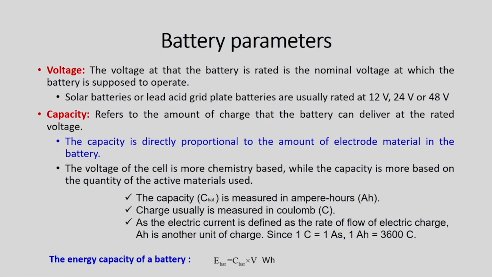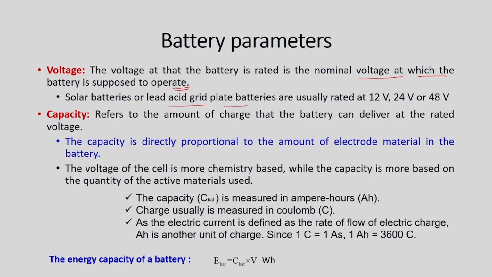So, let us learn some very important aspects of batteries. These are called battery parameters: voltage, capacity, energy capacity of the battery, SOC, and depth of discharge, all those parameters. Start with voltage. The voltage at which the battery is rated is the nominal voltage at which the battery is supposed to operate.